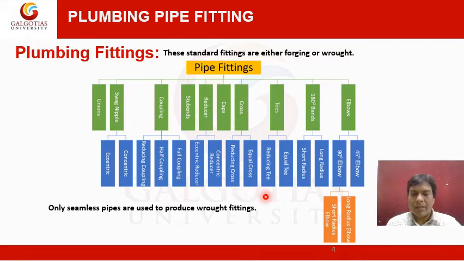Tees can be categorized further into two categories, equal tees and reducing tees. Then 180-degree bends, long radius bends and short radius bends, and finally elbows. Elbows can be categorized into two types on the basis of their angle, 45-degree elbow and 90-degree elbow. 90-degree elbows are further categorized into two categories, long radius elbow and short radius elbow. In our next slide we will watch a small video to understand all these pipe fittings.